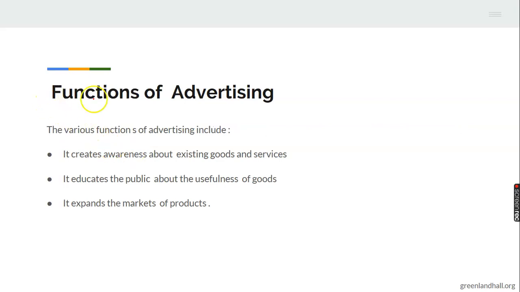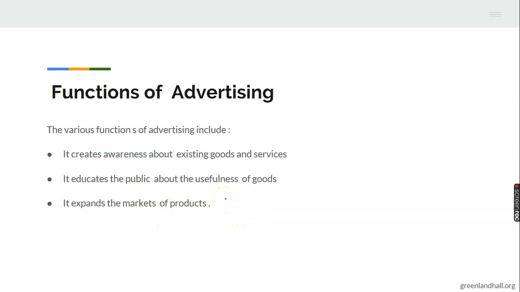What are the functions of advertising? That is, what are those activities that are carried out in the environment or in the society by advertising? The various functions of advertising include: 1, it creates awareness about existing goods and services. 2, it educates the public about the usefulness of goods. That is, what are those things that the prospective customers stand to gain or benefit. And number 3, it expands the market of products.